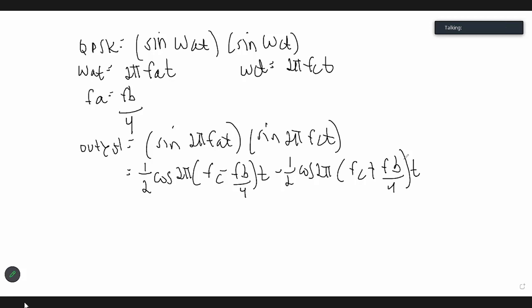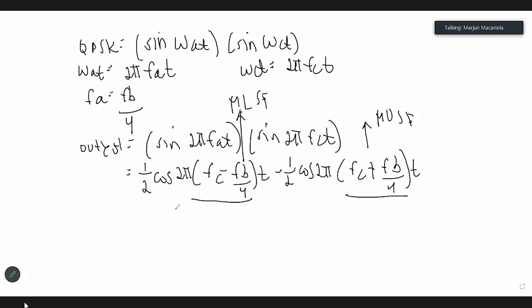Okay? So the output spectrum or the bandwidth will just be equal to the maximum upper side frequency minus the minimum lower side frequency. So to be able to get the output spectrum or the bandwidth, what you're going to do is subtract the USF to its LSF.